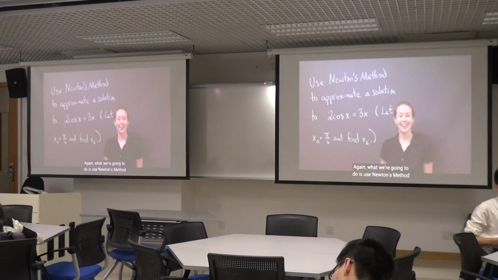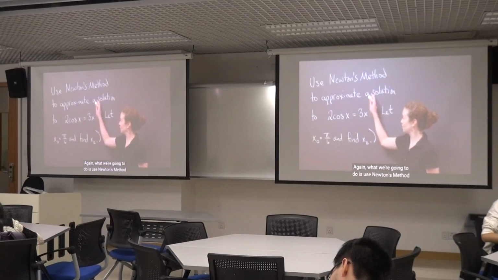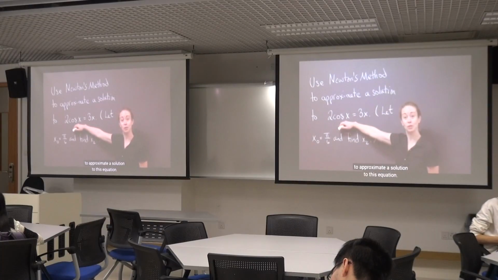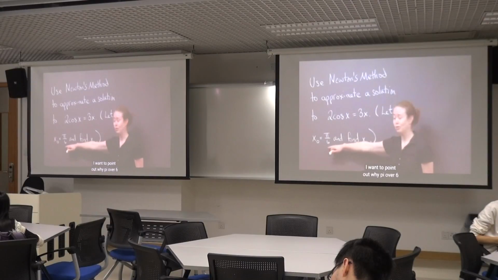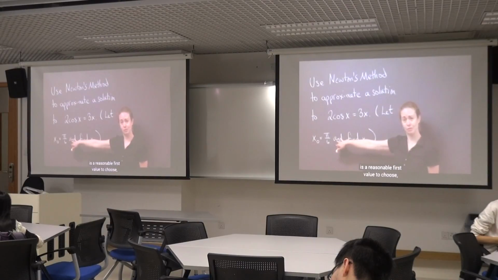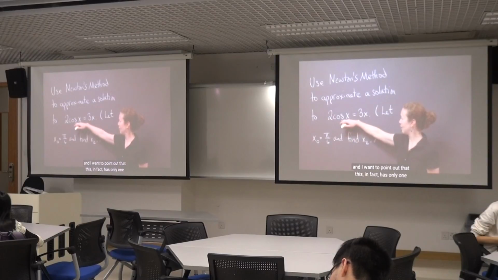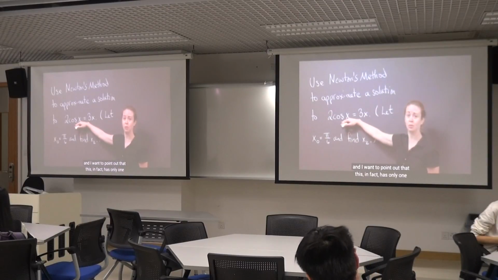Okay, welcome back. Again, what we're going to do is use Newton's method to approximate a solution to this equation. What I want to point out first is why pi over 6 is a reasonable first value to choose, and that this equation in fact has only one solution.